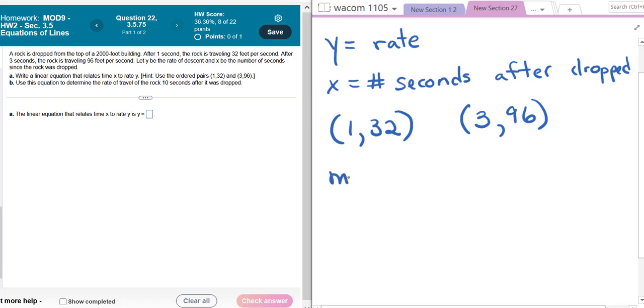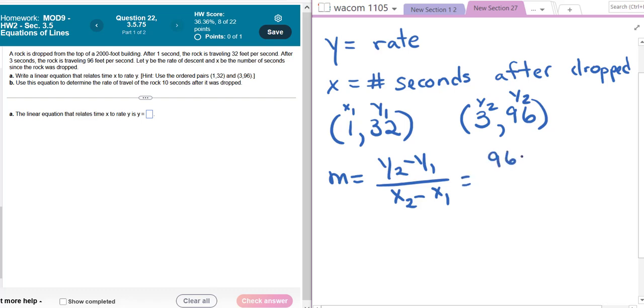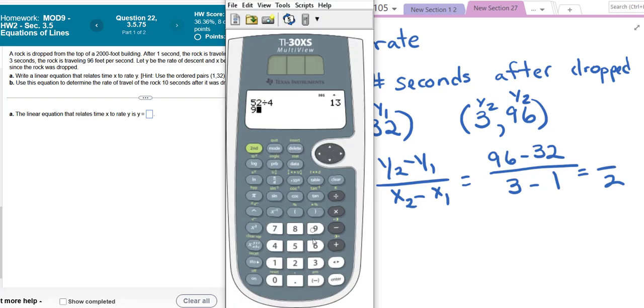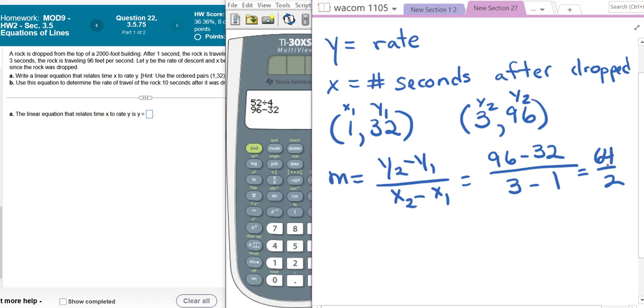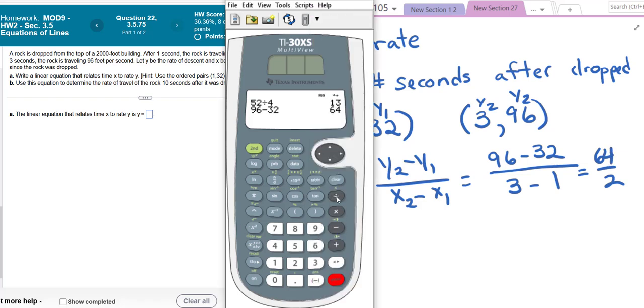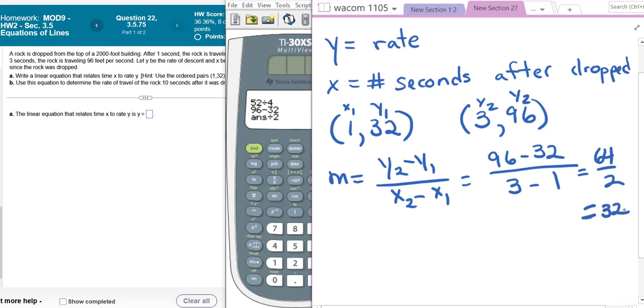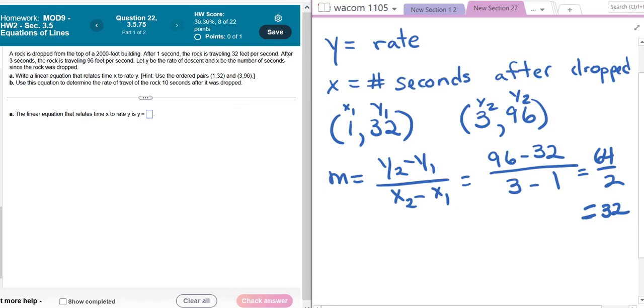So just our plain slope is change in y's over change in x's. Right, x1, y1, x2, y2. So we're going to have 96 minus 32 over 3 minus 1. And this will be 2. 96 minus 32 is 64. 64 divided by 2 is 32. So our rate is 32 feet per second.